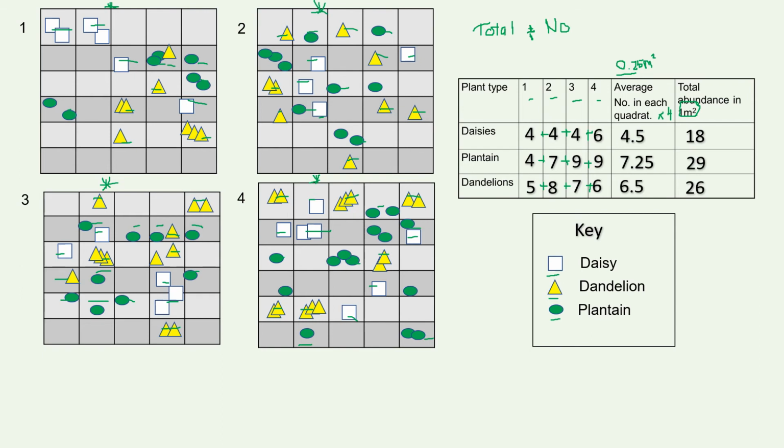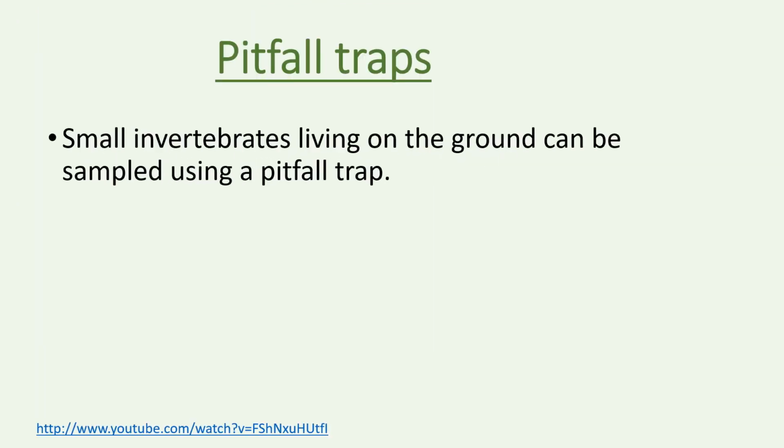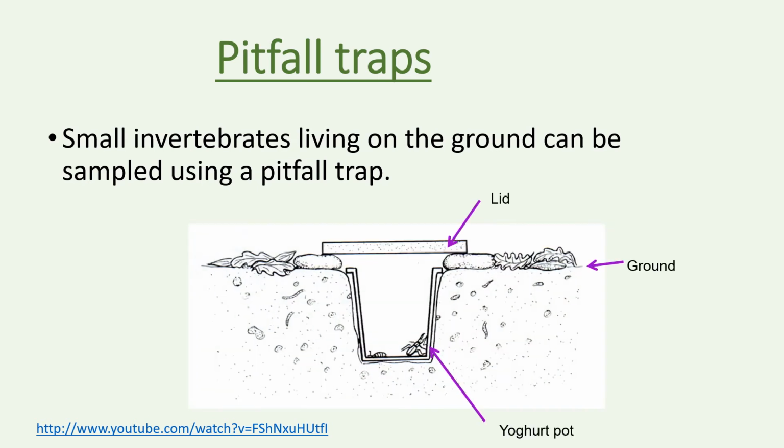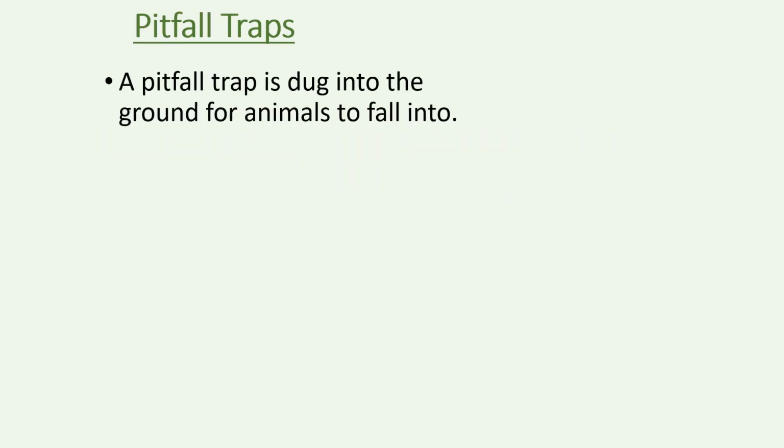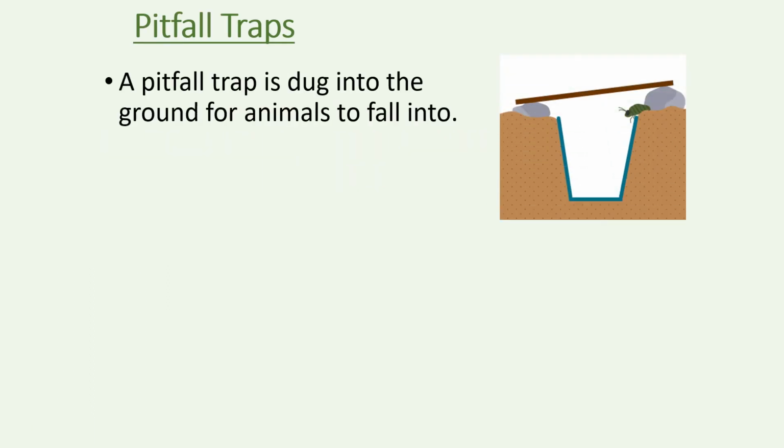If you didn't, it is a common question, so make sure you watch over this part of the video again. So now let's look at pitfall traps. So pitfall traps are used to sample small invertebrates living on the ground. So usually it's a yogurt pot or a similar small tub, and then usually it's got a lid, but you need to make sure that you don't close off the pitfall trap, and it's usually in line with the ground. So a pitfall trap is dug into the ground for animals to fall into.